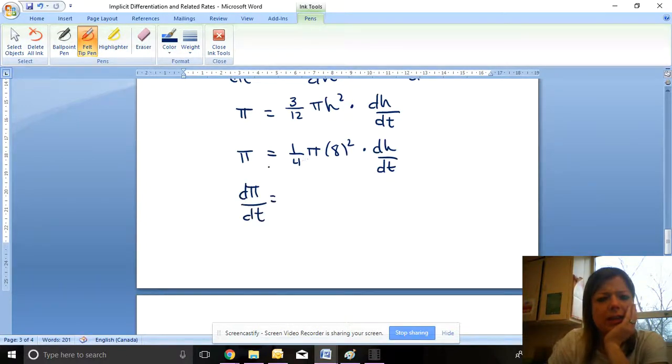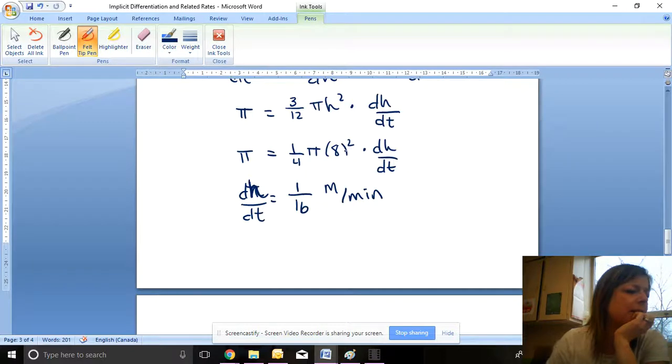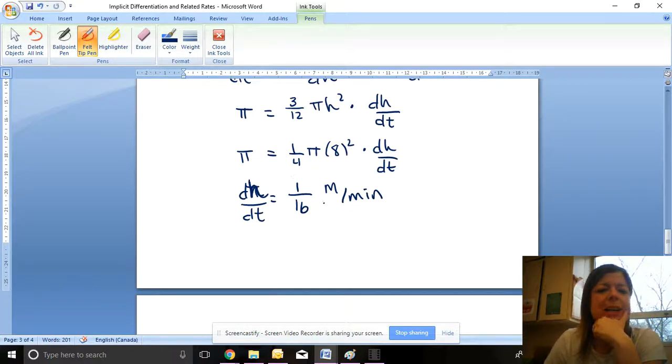Okay, so pi divided by pi, you do all this math and you get 1/16. Sorry, that should say dH. Think about the units. It's the units of height, which is meters, with respect to the units of time, which we were given as minutes. So when the height is 8 meters, the height is rising at a rate of 1/16 meter every minute.